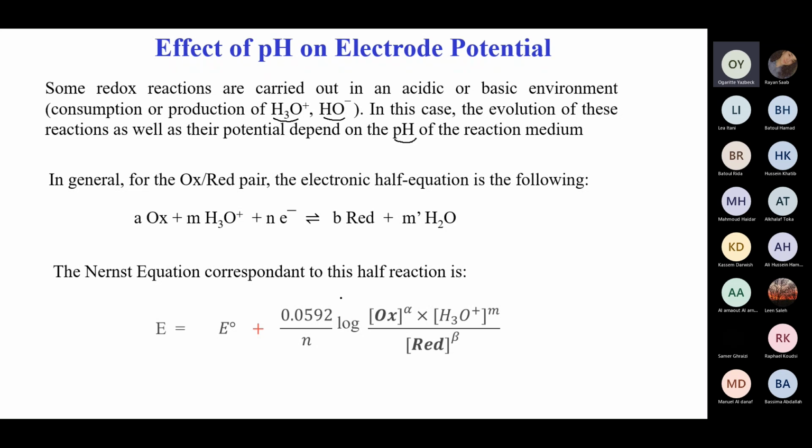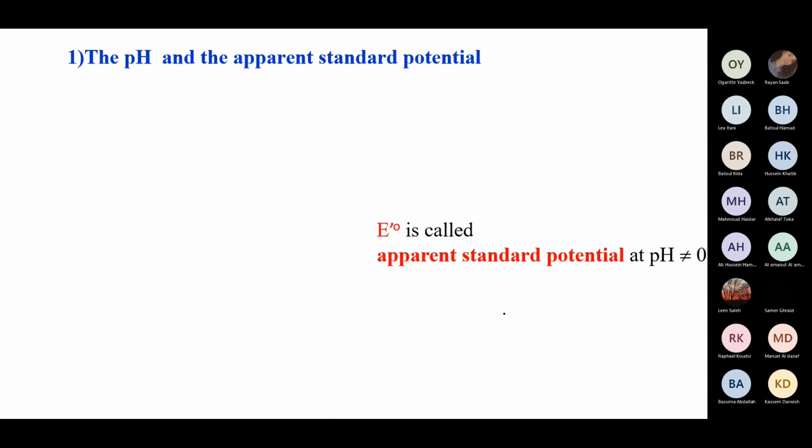The Nernst equation, and we've seen this already, of this half reaction will be the E naught for the half reaction plus 0.0592 over n log reactants over products, or oxidant over reductant, and not to forget the H3O+ to its stoichiometric ratio, or coefficient.